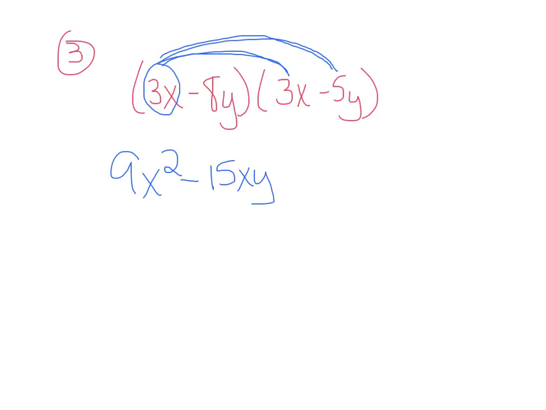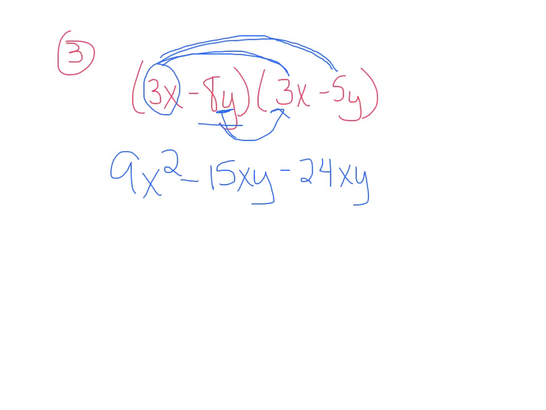Now we're going to take negative 8 times 3x. Negative 8 times 3 is negative 24, and then we have an x times a y. Remember, go alphabetical, even though the y is first here. We're going to rewrite it with the first letter in the alphabet.